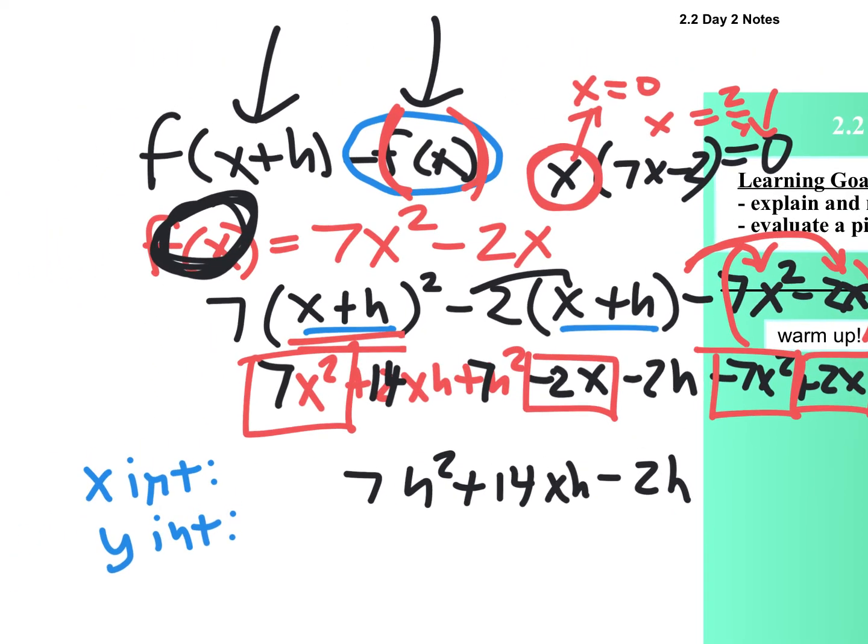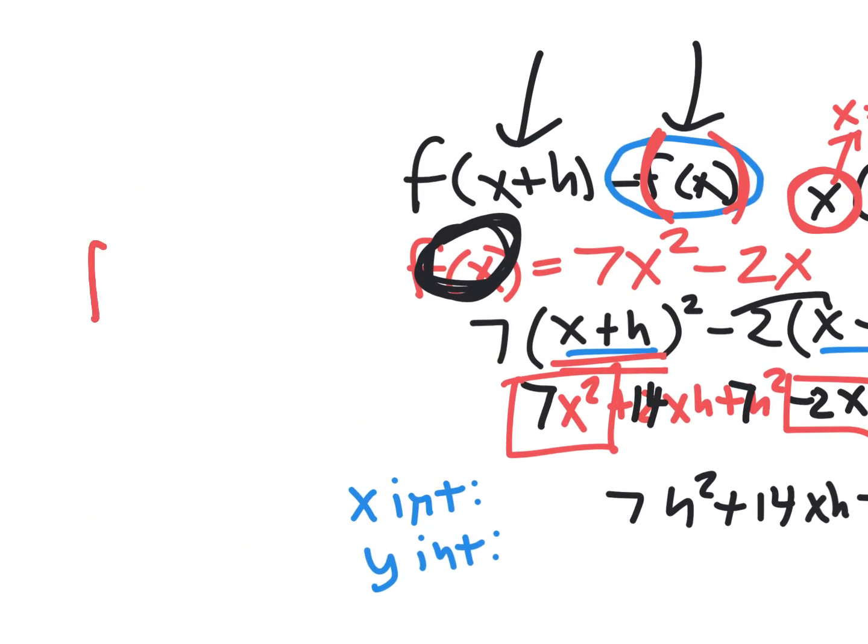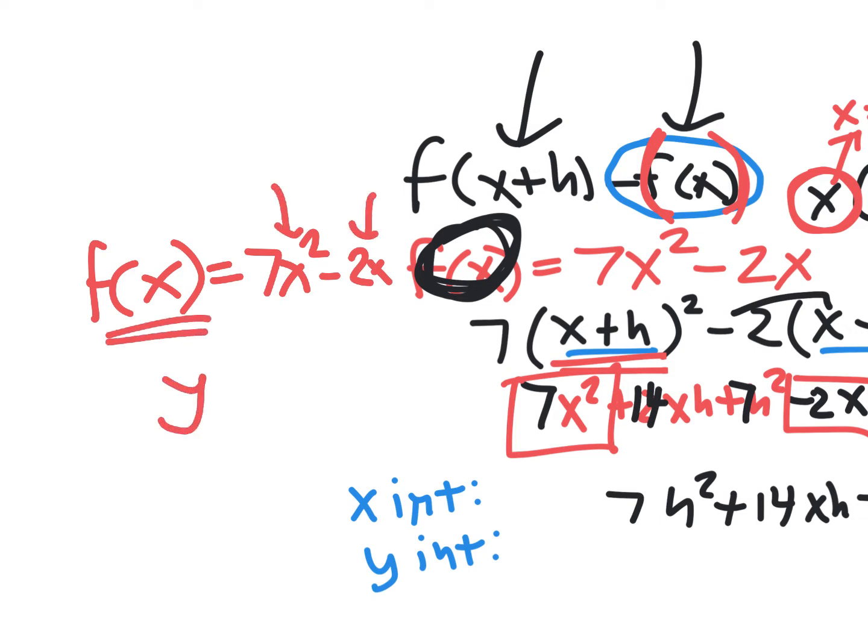How about the y-intercept? You take the original function and finish this sentence for me. The y-intercept is where x equals 0. And now I put a 0 here and there, and then that's why y equals 0. X equals 0, y equals 0.